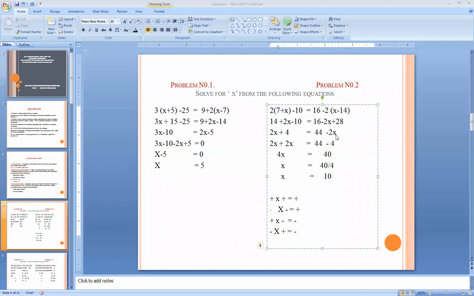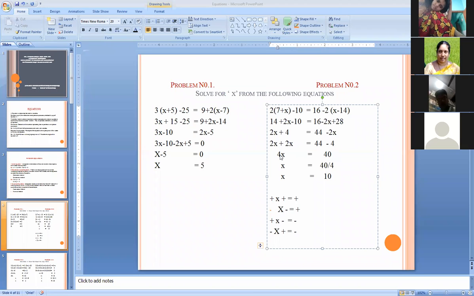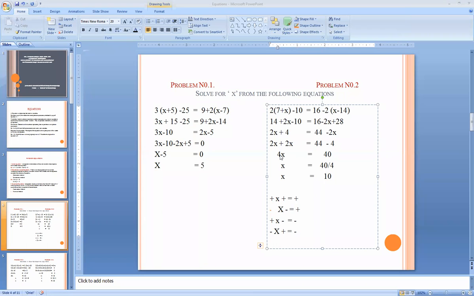Now this minus 2x, when it comes to the left hand side, becomes 2x, and 44 is remaining here in the right hand side. We are shifting this plus 4, it becomes minus 4. Now plus 2x will become 4x equals 44 minus 4 is 40. Now we have to calculate x. When the number is in the form of multiplication, 4 into x, then when it changes position from the left hand side to the right hand side, it will go to division. Are you followed this one? 40 divided by 4. Therefore the value of x equals 10.